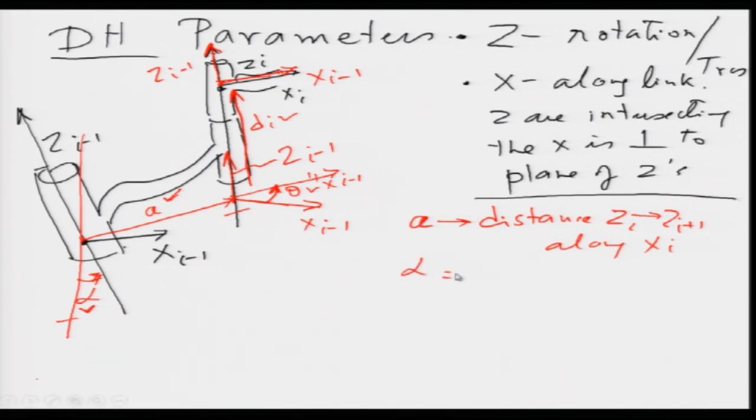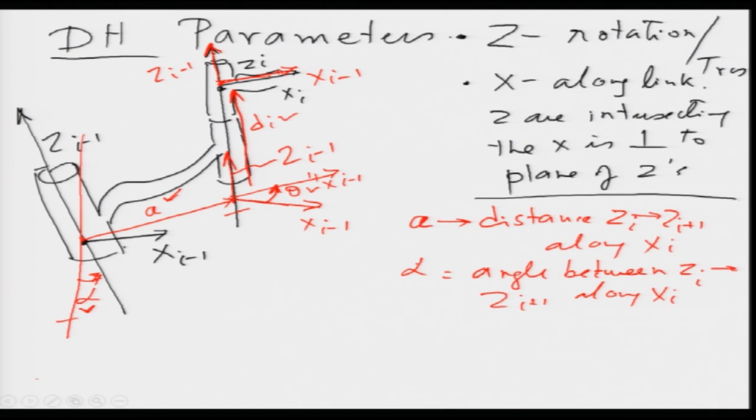Alpha is the angle between the two z axes, zi and zi plus 1 axis. And it is measured along the xi axis. So this is the angle alpha.